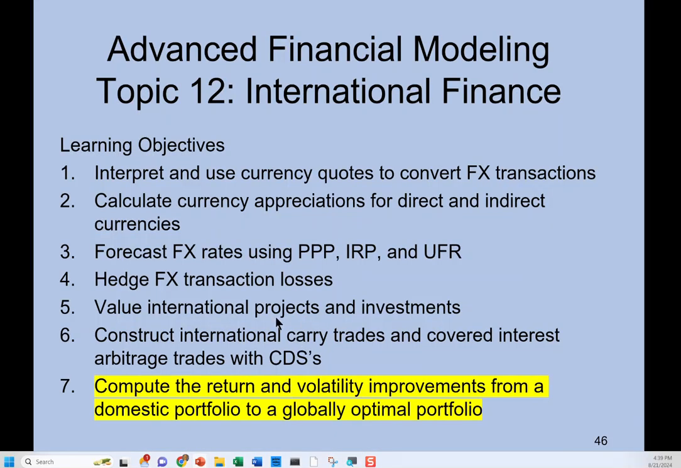All right, and the last topic we'll talk about is computing the return and volatility improvements from a domestic or a global optimal portfolio. One more chance to use Solver.